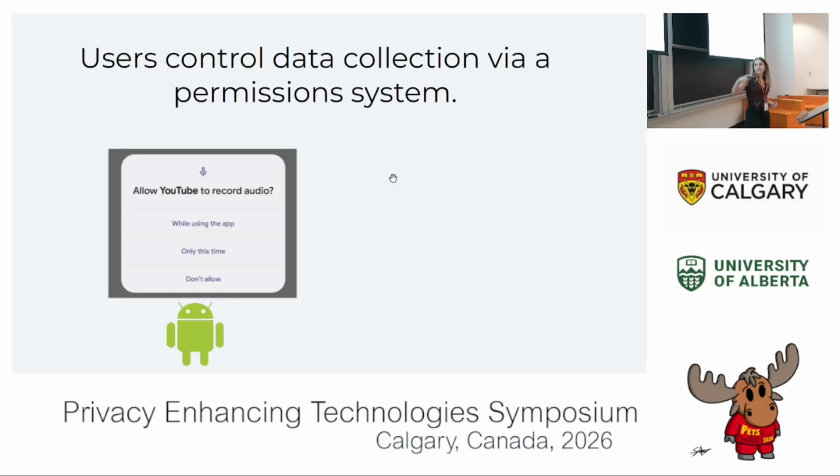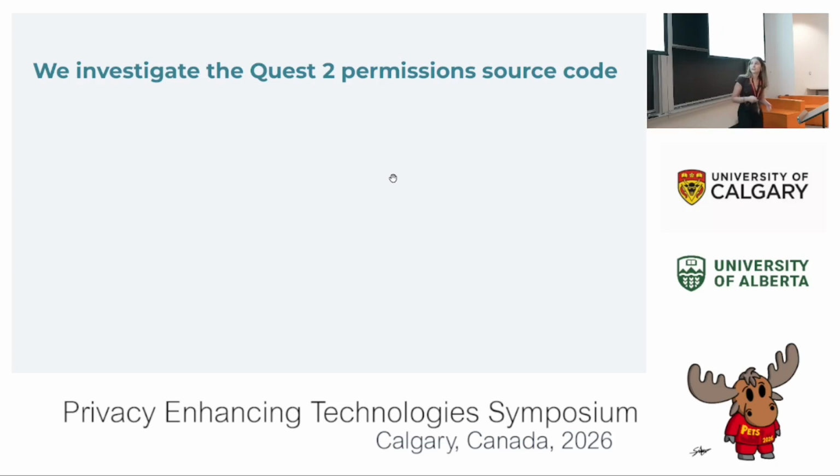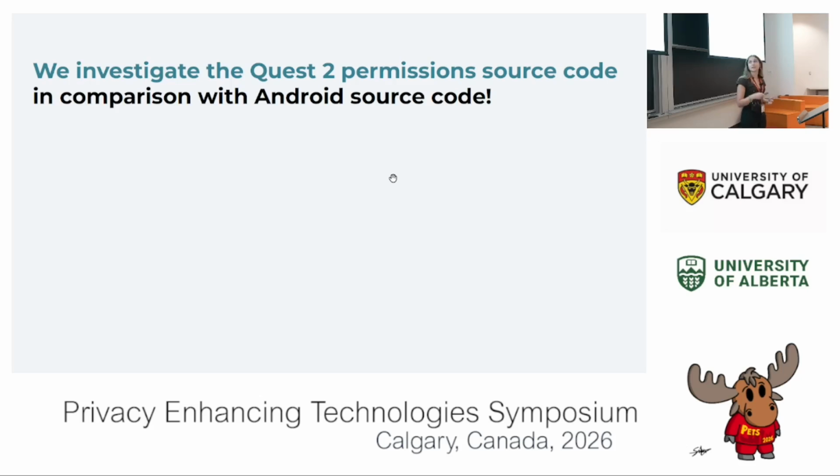And so in devices like Android, this probably looks pretty familiar, right? Every time a sensitive data type is requested, we see this pop-up. And we know that the Quest 2, or the Quest more broadly, the operating system is built atop the Android Open Source Project, which is the base operating system for Android. So we expect that there are going to be a lot of parallels between these two operating systems, and thus in their permission systems.